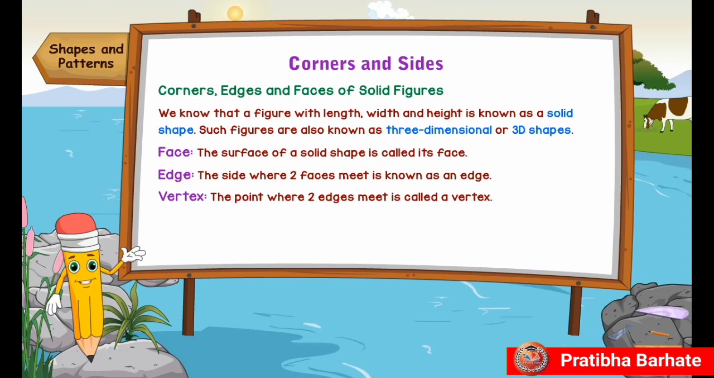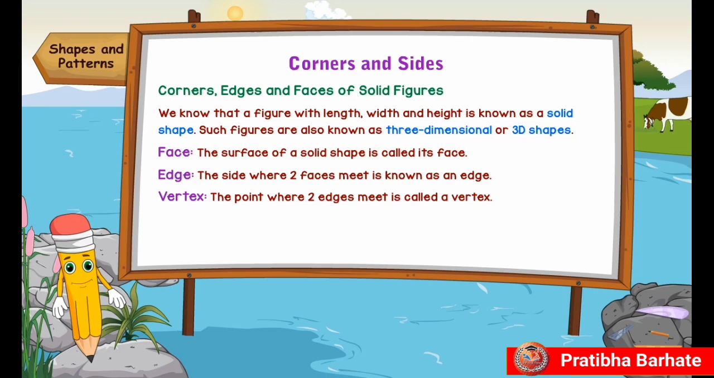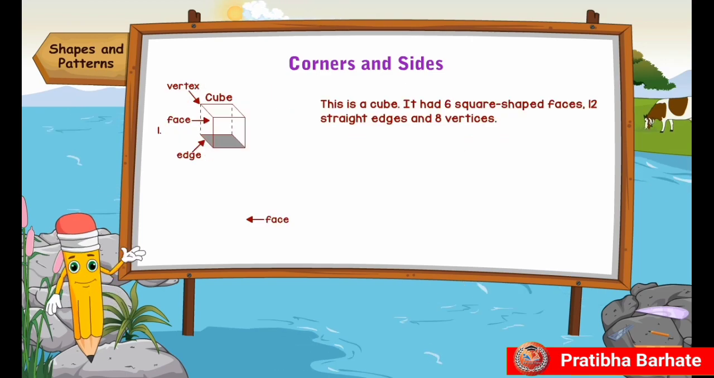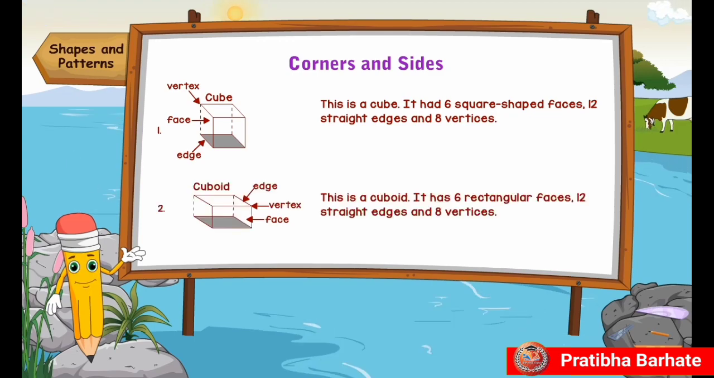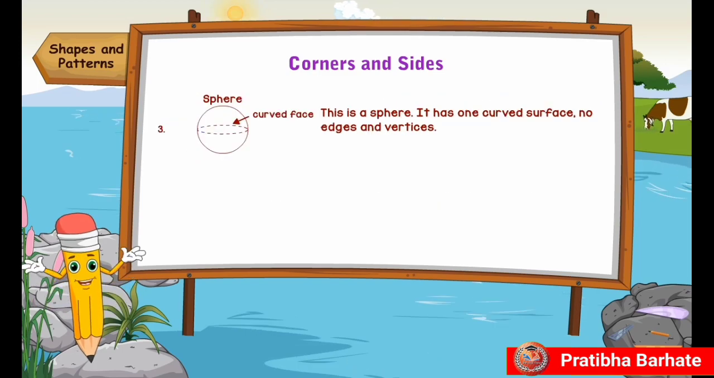Now let's learn about some common solid figures. 1. This is a cube. It has 6 square-shaped faces, 12 straight edges and 8 vertices. 2. This is a cuboid. It has 6 rectangular faces, 12 straight edges and 8 vertices. 3. This is a sphere. It has 1 curved surface, no edges and vertices.